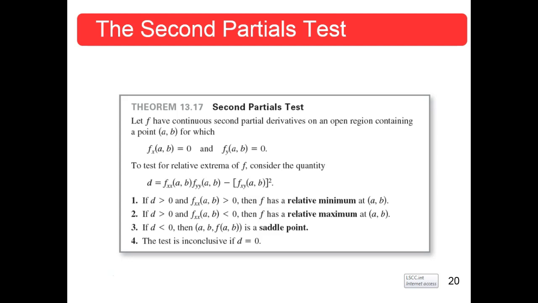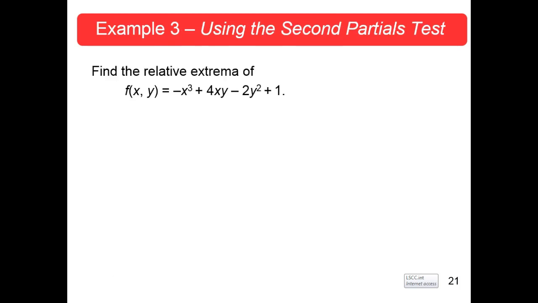But if the d is less than 0, meaning that this one is greater than the product of these two, then (a, b) is a saddle point, if this thing is negative. The test is inconclusive if d is 0. If this thing squared is exactly equal to the product there, you can't tell. You don't know if it's a relative maximum, relative minimum, or a saddle point. You just can't tell. Then you have to plug in values and see if you can figure out what's going on. Okay. Makes a difficult situation.